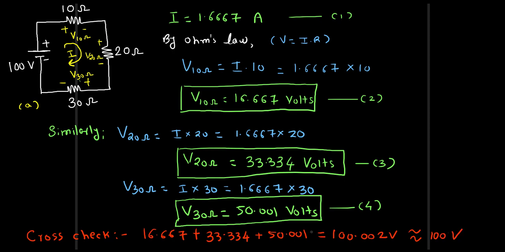So why is there a little bit of difference? Because it depends on the number of digits that we are taking. We are taking 3 digits, so there is a little bit of error. So our answer is correct. Now this is one way to solve this numerical.